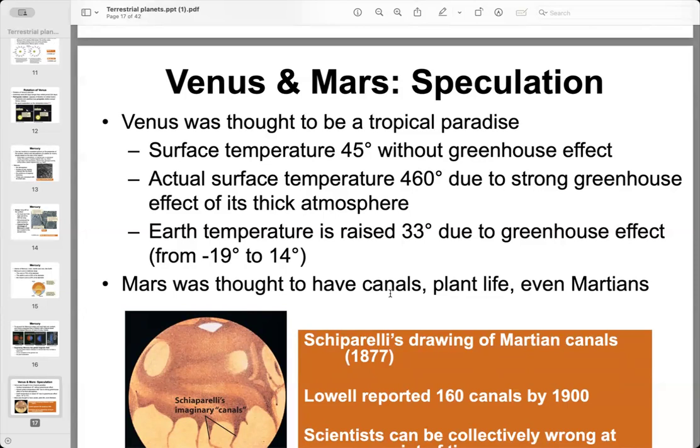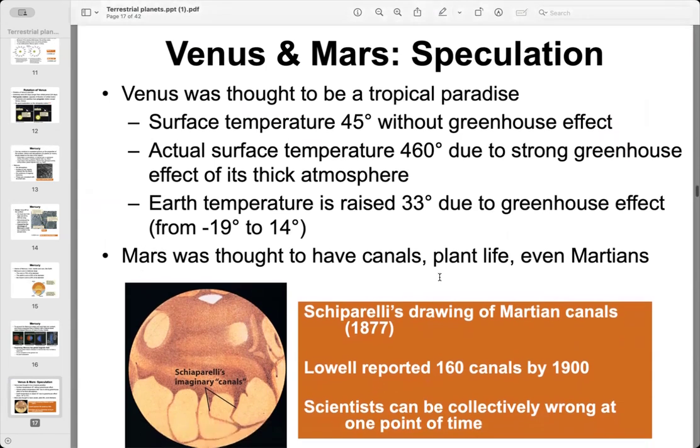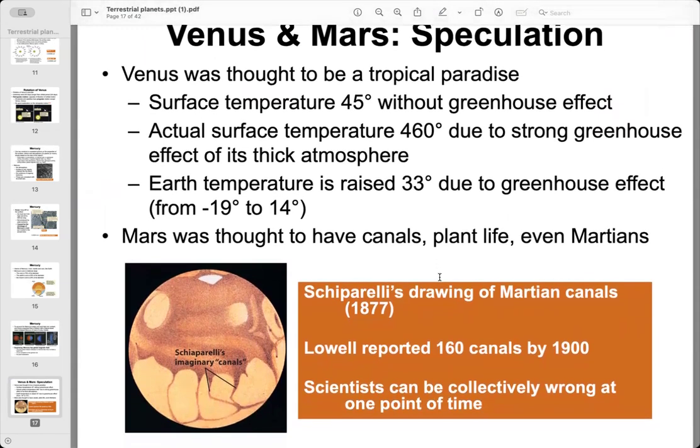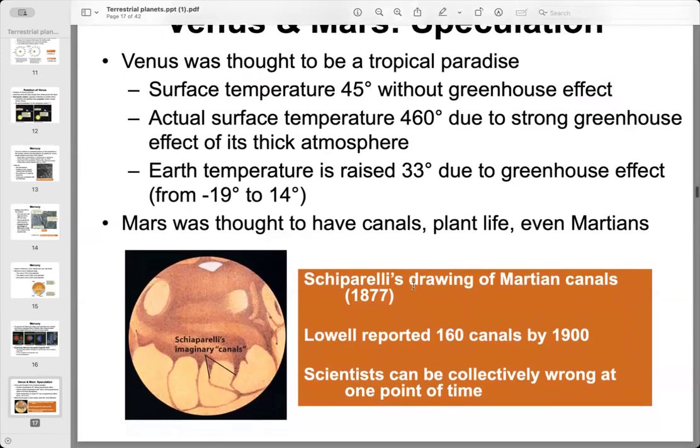And then Mars was thought to have canals, plant life, even Martians. And this all originated because of a misunderstanding. There was an astronomer, Schiaparelli, who observed Mars with his telescope, and he didn't get a very good picture, but from what he saw, he imagined there were canals, irrigation canals, and water transport canals made by a Martian civilization. And so he drew it in his book, and then inspired by him, many other astronomers observed Mars and counted the number of canals. And so scientists thought that there was a civilization on Mars.